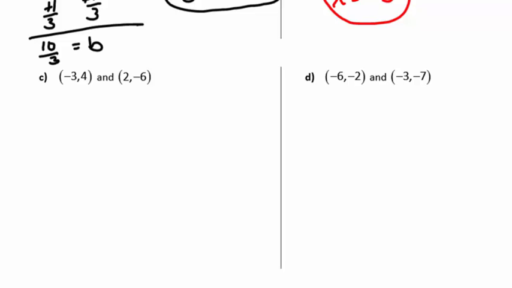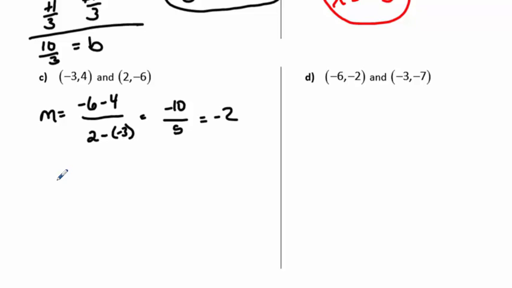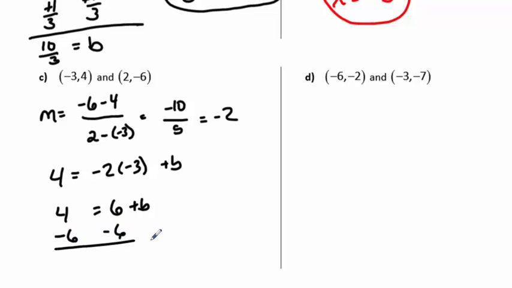Let's look in part C. Let's find the slope. The slope starts off with negative 6 minus 4, y2 minus y1, over 2 minus negative 3. So I've got negative 10 divided by 5, or negative 2. And I can choose either ordered pair. I'll go with the first one again. So I have 4 equals negative 2 times the x value, negative 3, plus b. So I have 4 equals 6 plus b. And if I subtract 6 from both sides, we're going to get negative 2 for our b value. So the equation here is negative 2x minus 2.